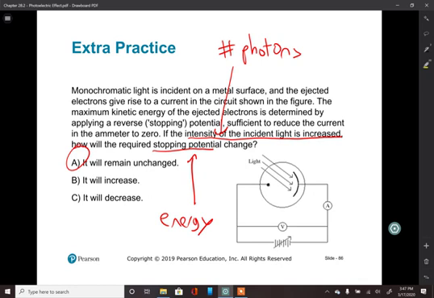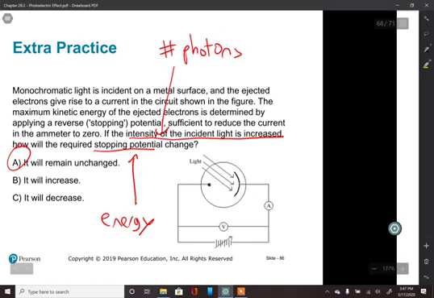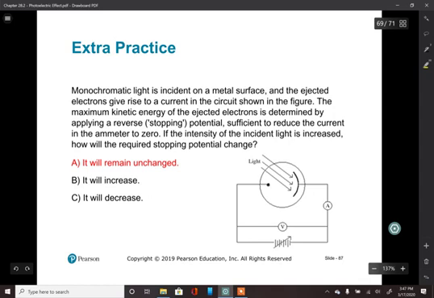More photons doesn't mean that there's more energy per electron. It just means that there's more electrons that can get excited. They're still equally easy individually to stop. And so sure enough, it's unchanged.